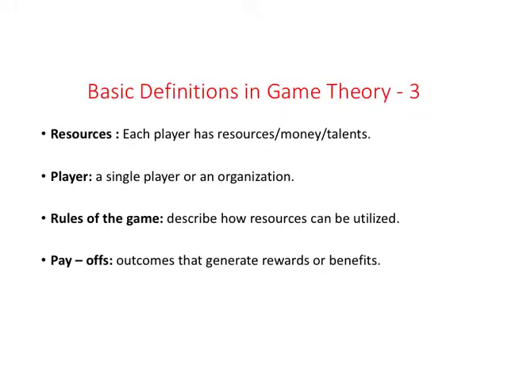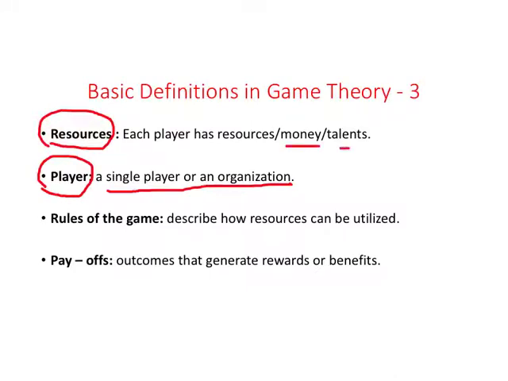Since we are looking at a game, each game will have a player, and by player we mean it could be a single person or a group of people, as in a company. That's what we would call a player. We also believe that each player is endowed with some resources, and this could be money or it could be talents. For example, when you look at a basketball player like Michael Jordan, this person is talented, so he has some kind of resources or endowments.